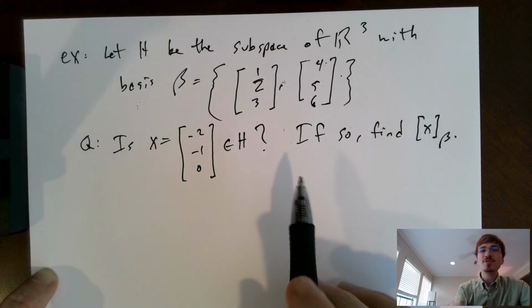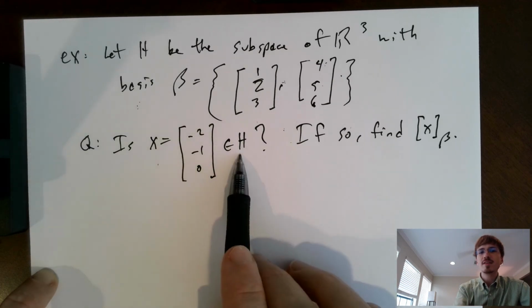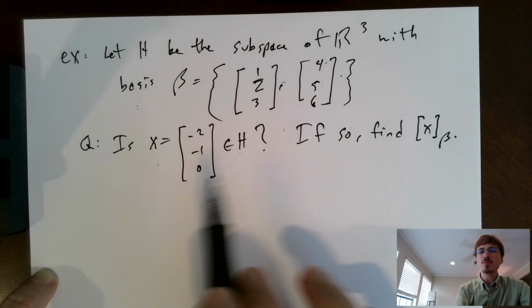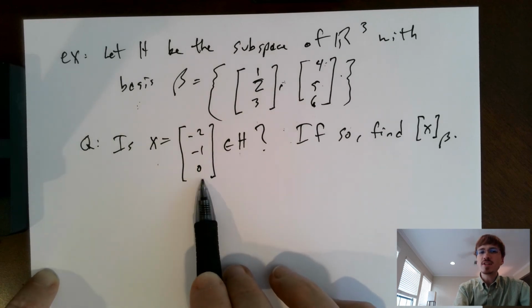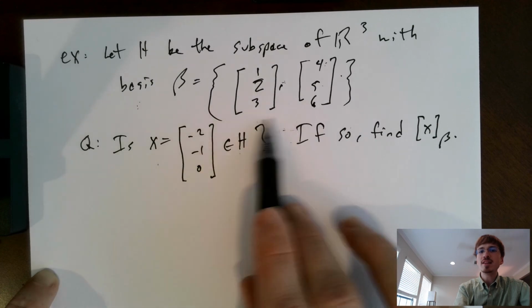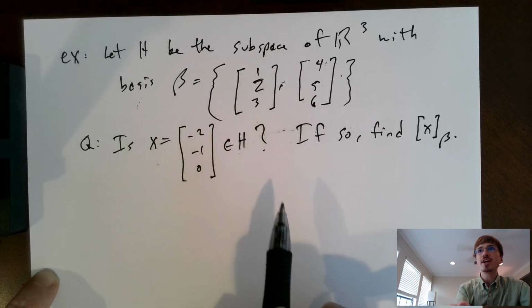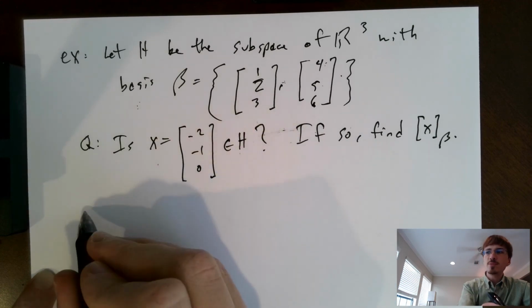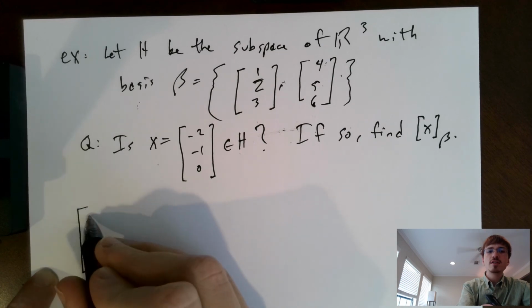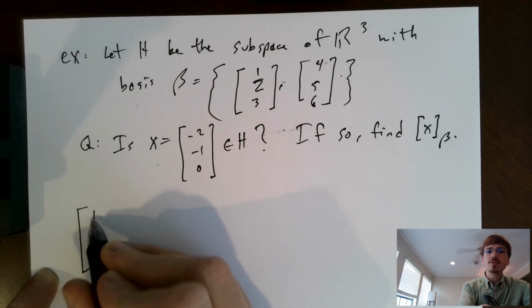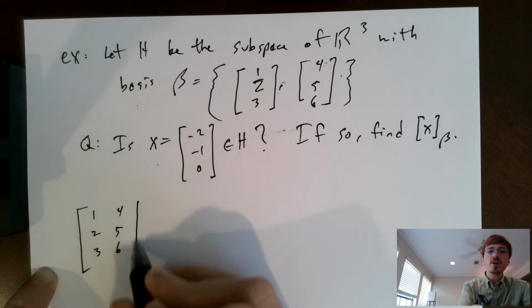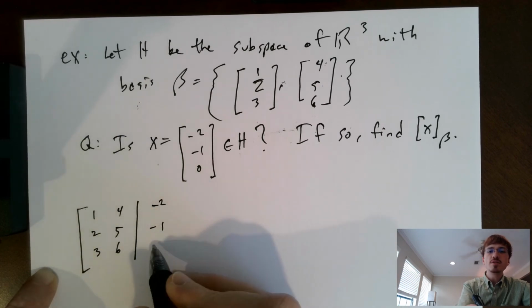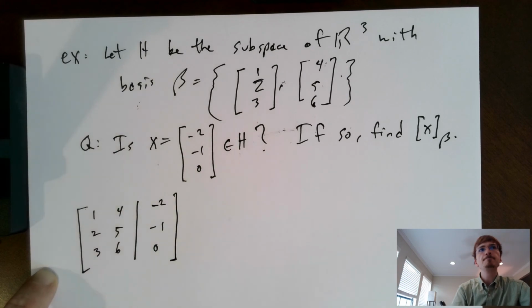All right, so if it is in H, then I need to find the coordinate. But first and foremost, let's see if it's in H. How do we do that? Well, if it's in H, I know that x must be a linear combination of these two vectors, right? So that means that I really want to solve a matrix equation: [1, 2, 3], [4, 5, 6], augmented with [-2, -1, 0], right?